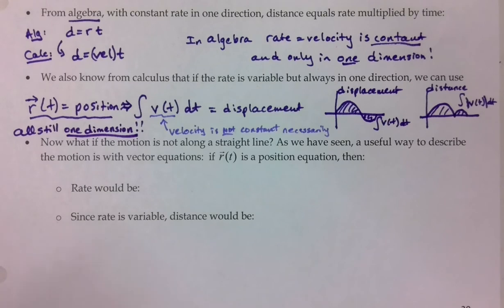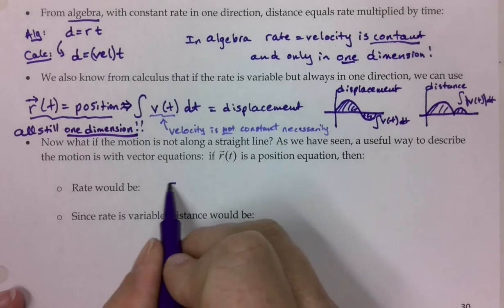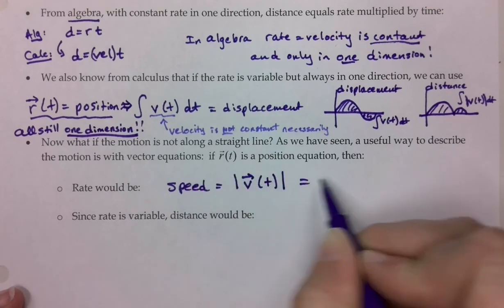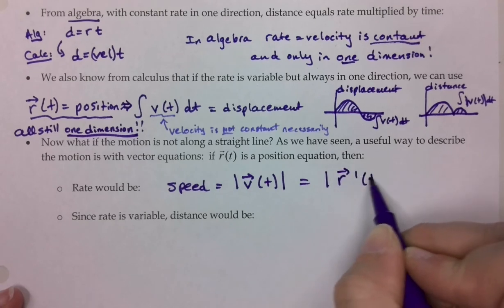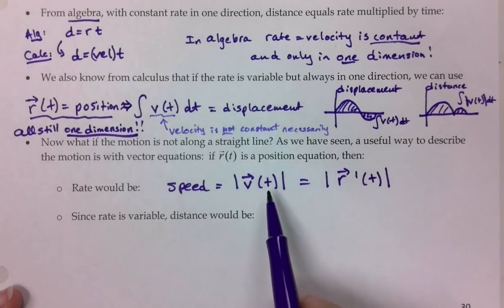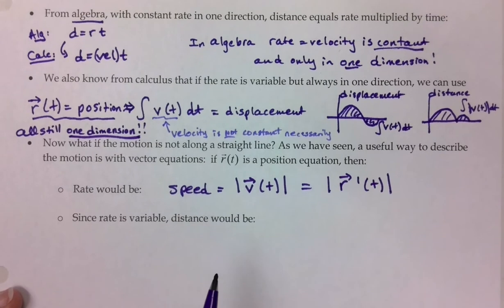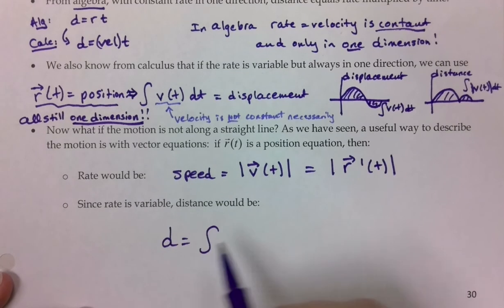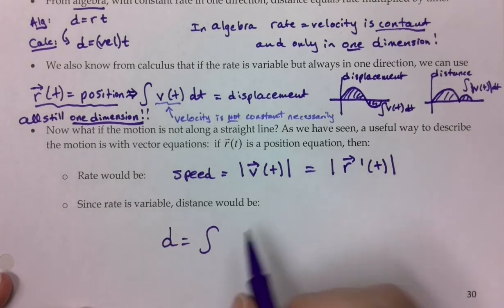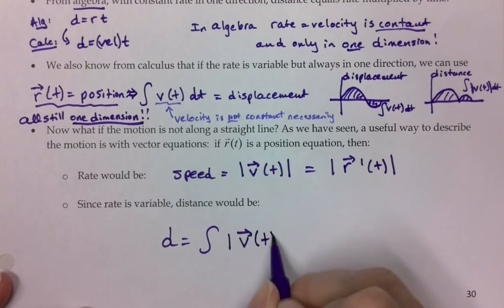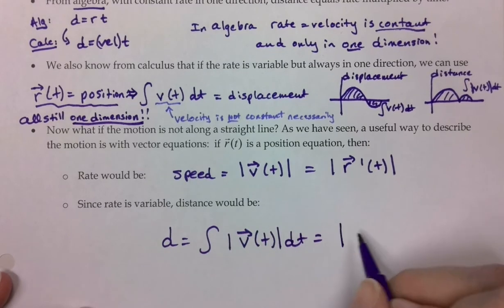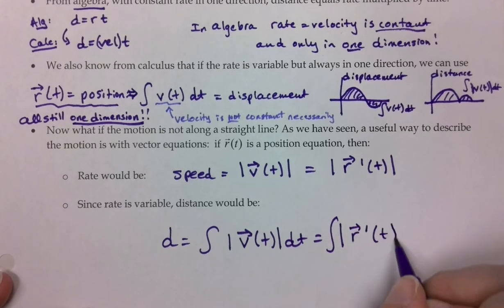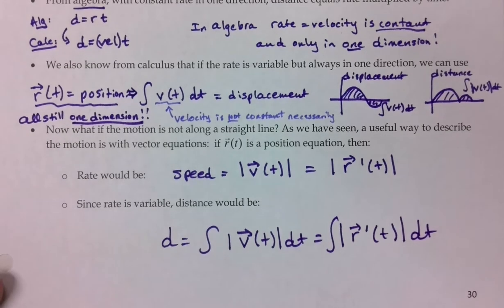But what if it isn't? Well, then your rate would be your speed, which is the absolute value of your velocity vector, which of course is the absolute value of the derivative of your position vector, because the derivative of position is velocity. That would get you your rate. And then your distance would be the integral of the absolute value of velocity. In other words, it's the integral of the absolute value of the derivative of your position vector with respect to time.